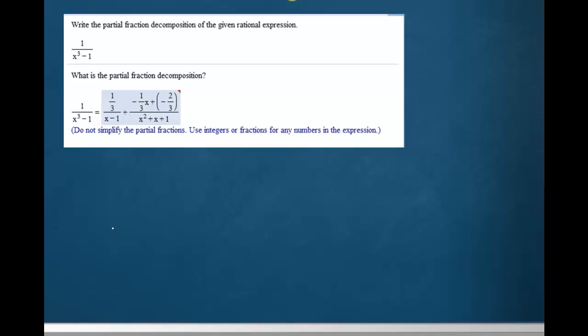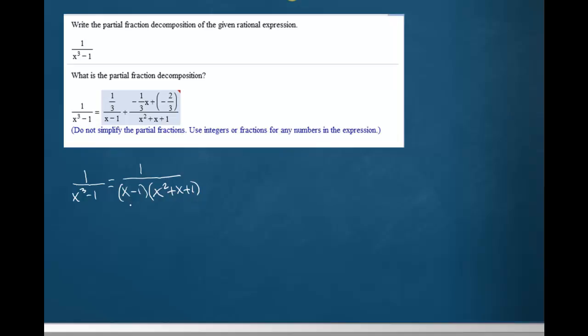Write the partial fraction decomposition of the given rational expression: 1 over x cubed minus 1. The first thing that we need to do is factor the denominator. X cubed minus 1 will factor into x minus 1 times x squared plus x plus 1. It's a difference of cubes, and we just use the difference of cubes formula to do that.